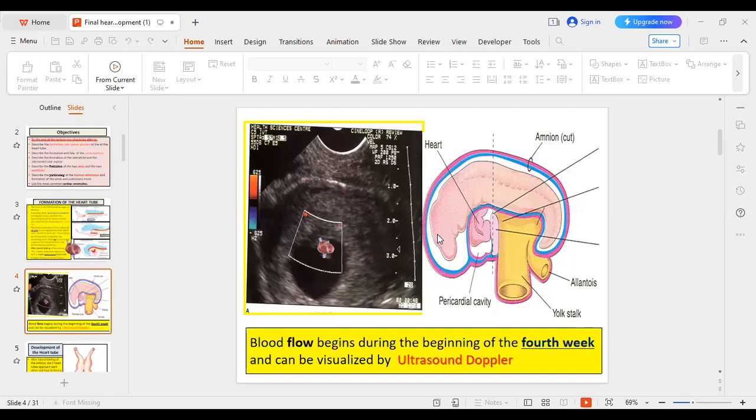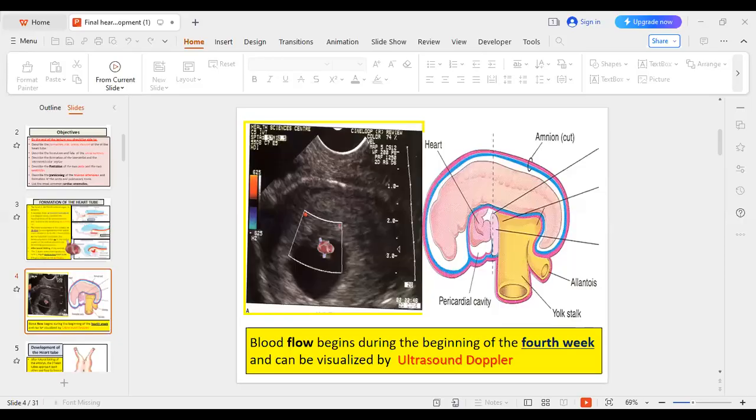You can see the left atrium. Here is the partitioning of the primordial heart, and you can see how the primordial heart separates. You can see the region of the septum primum, ostium primum, and anterior endocardial cushion.